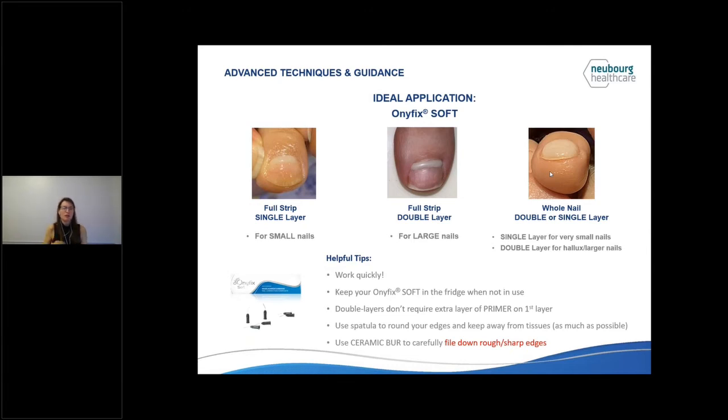I've had some misconceptions of people going, oh, does that mean I have to apply the soft and then try to glob on more on top of the first layer? No, that'll just all run into each other and create a big mess. You do harden the first strip or the first layer and then apply your second. Don't forget, of course, the Onyfix is a little bit runny, so you've got to work quickly with it.